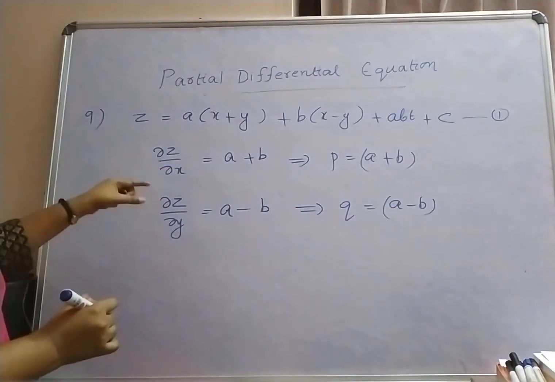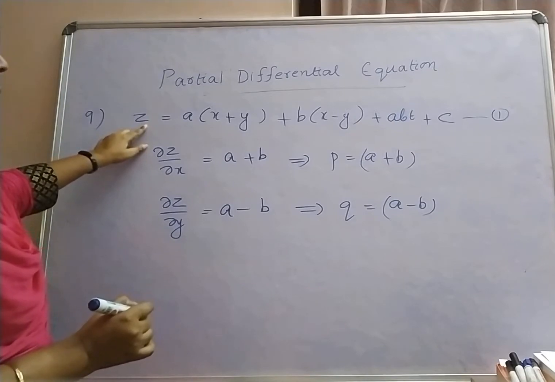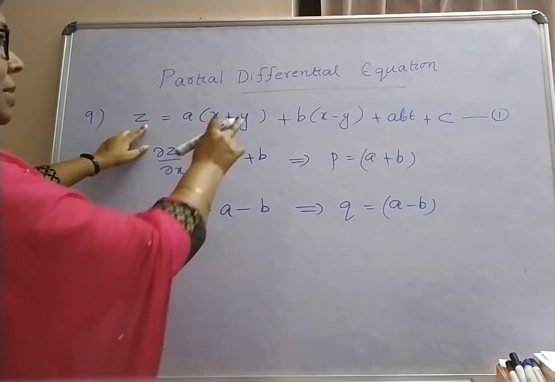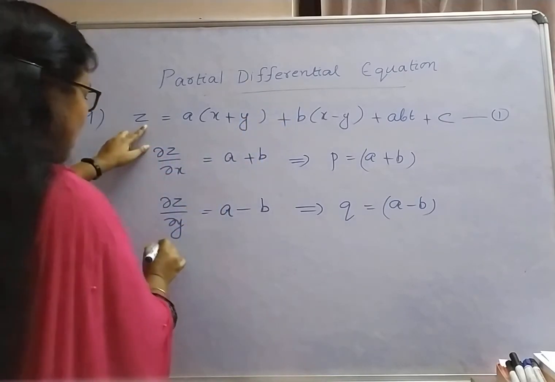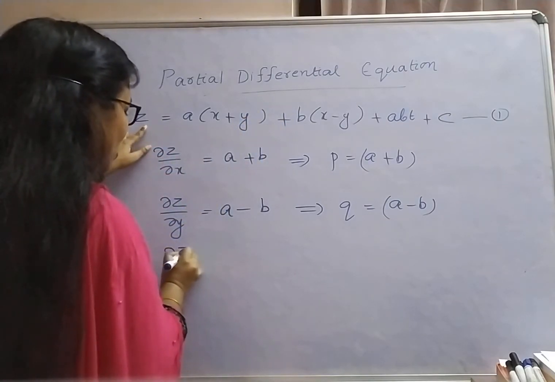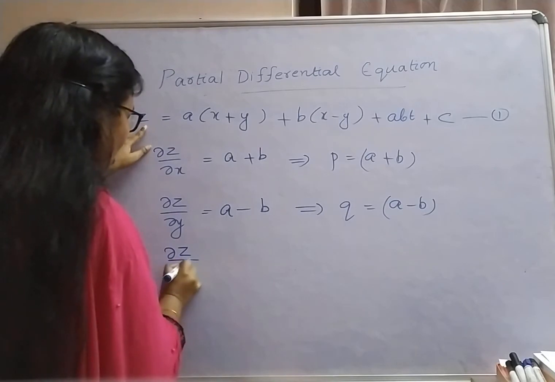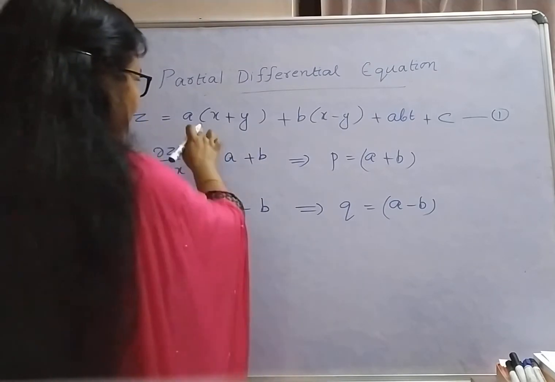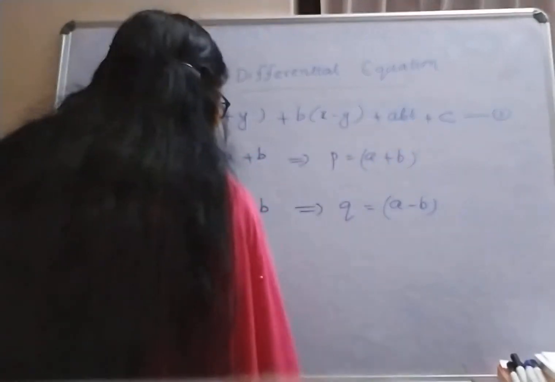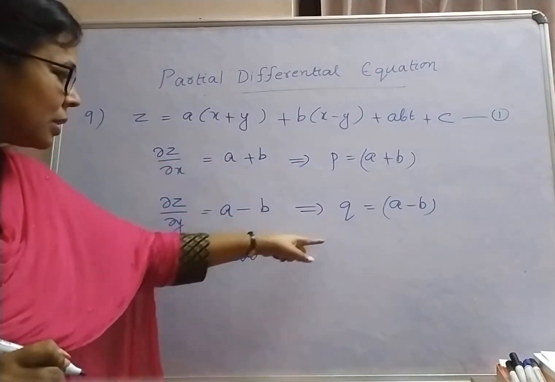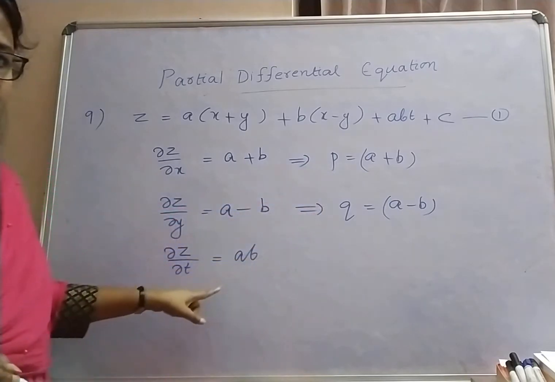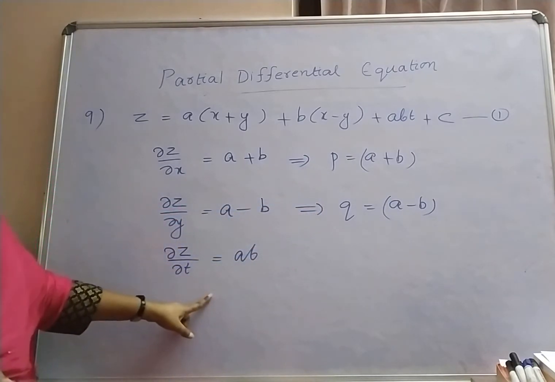Then also find dou z by dou t, since t is also an independent variable. Therefore, partially differentiating equation number 1 with respect to t, dou z by dou t equal to here 0, here 0, here ab. From these three equations, we have to eliminate a and b.